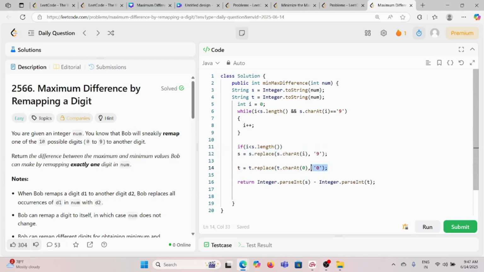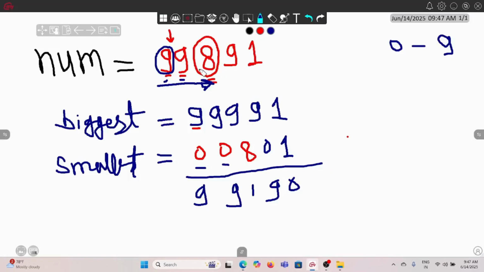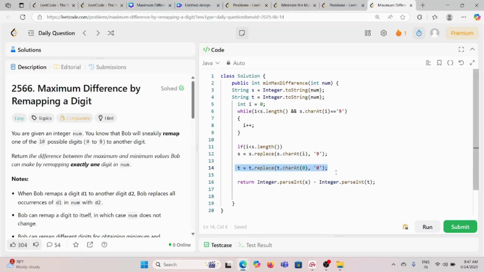Similarly, to get the smallest number, we are replacing the very first character with 0 and all its occurrences, right? So in this case, like we did here, we converted this 9 to 0 and all its occurrences, 0 0 8 0, right? So in the same way we are doing this here. Now we got both the strings, the biggest and the smallest. Now what we are doing is we are getting the corresponding integer values and taking the difference. Okay, so s is the biggest string and t is the smaller one. So we are getting the difference of them and returning it.